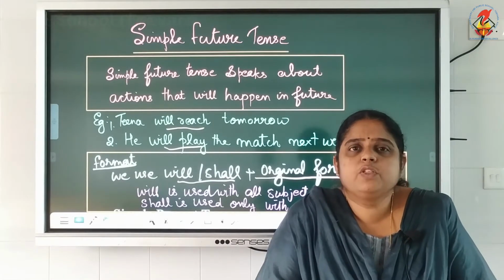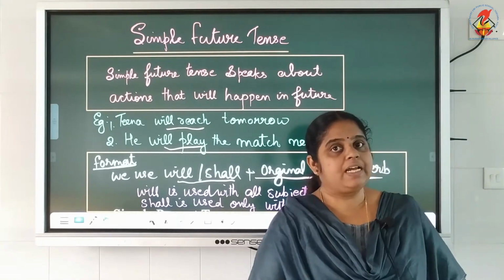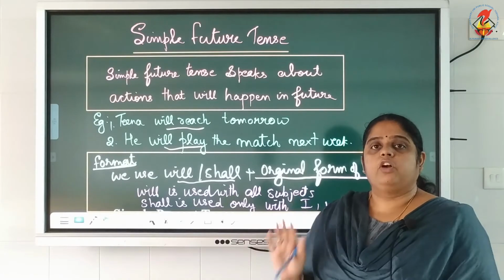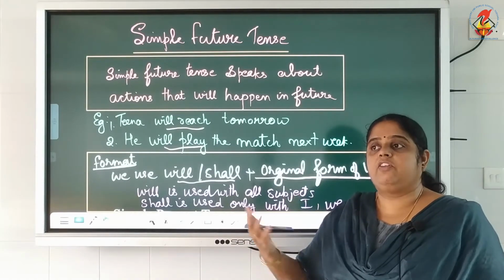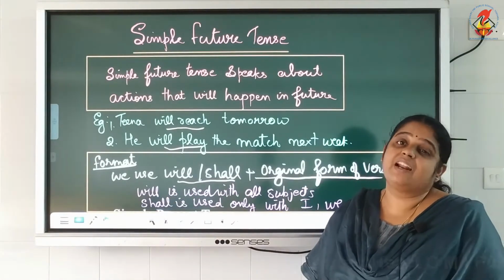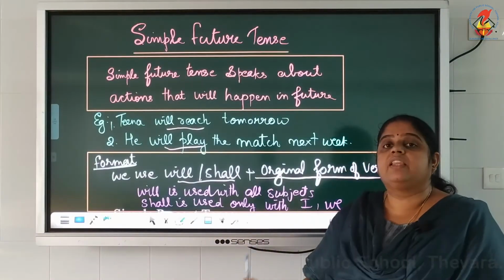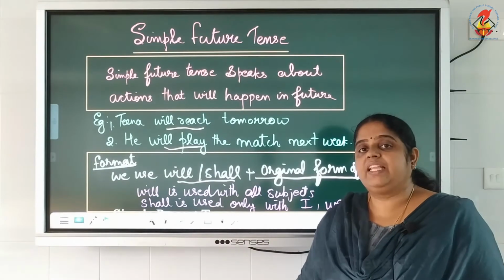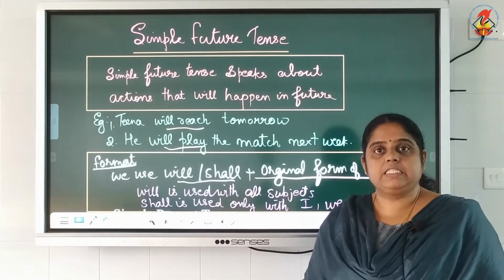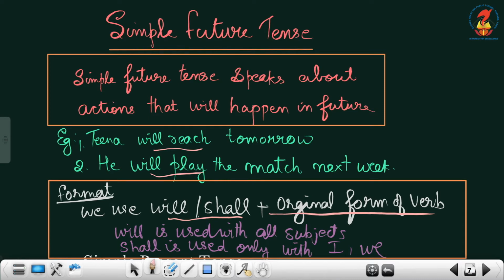Now, what is the difference between will and shall? Where do we use will? Where do we use shall? Last year also we studied this. Will is used with all the subjects. Whatever the subject is, singular, plural, I, we, you, we can use will. But there are restrictions for using shall. Shall is used only with I and we. We don't use it with any other subjects. "Tina shall come" is wrong to say. Actually, we should say Tina will come.